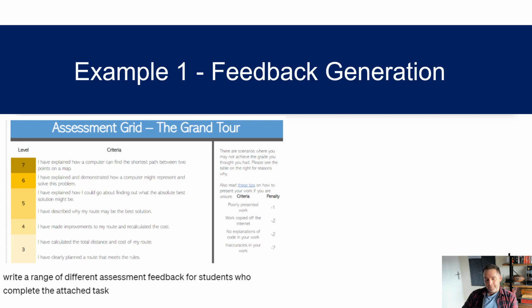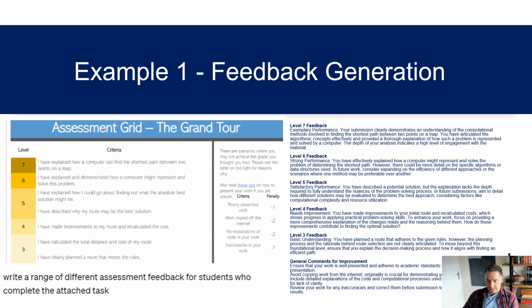Okay, so again, I'm going to go through some examples and show you things that we've done in the past. On the left, we've got an assessment grid for a Key Stage 3 class that we've made previously. With GPT, we can upload this document and say, can you write a range of different assessment feedback for students who complete the attached task, at different levels. And it comes up with the thing on the right, which is actually quite useful when you're writing feedback to students. Doesn't mean that's all they get, but that potentially is a way of us increasing the quality of our feedback along with some personalization linking to their work.